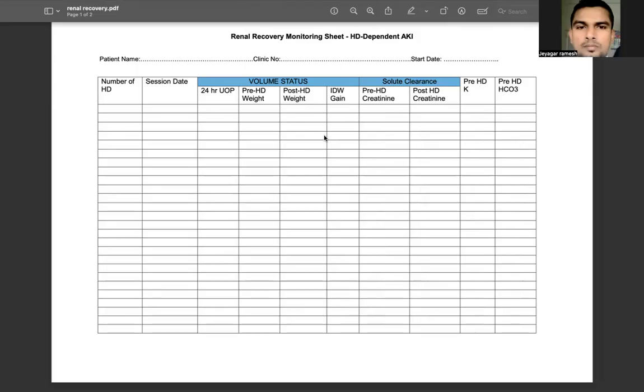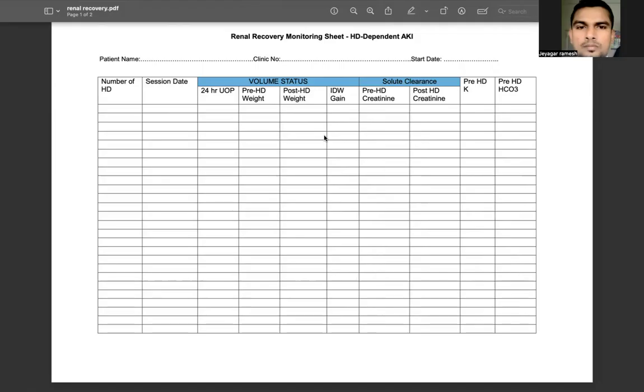So here today we are going to discuss renal recovery when it comes to hemodialysis dependent acute kidney injury. And as we all know, when do we start hemodialysis or renal replacement therapy when it comes to acute kidney injury?